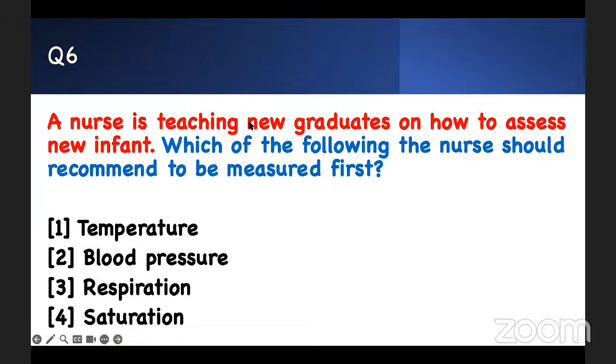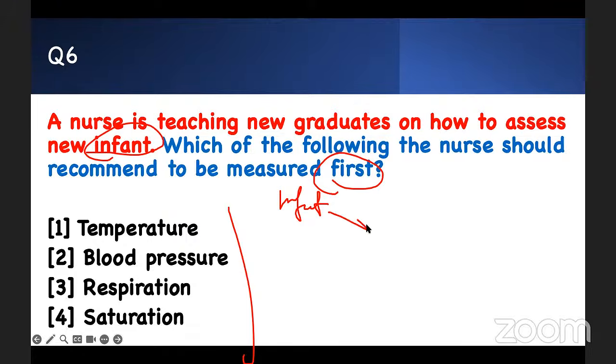Same thing here. Which of the following should the nurse recommend to be measured first? The nurse is teaching a new graduate how to assess a new infant. Which one? Temperature, blood pressure, respiration, saturation. You ask yourself, why would the examiner ask me this kind of question? Because there's a concept there. What is the concept? To do exams on a kid, you go for what? Least invasive.